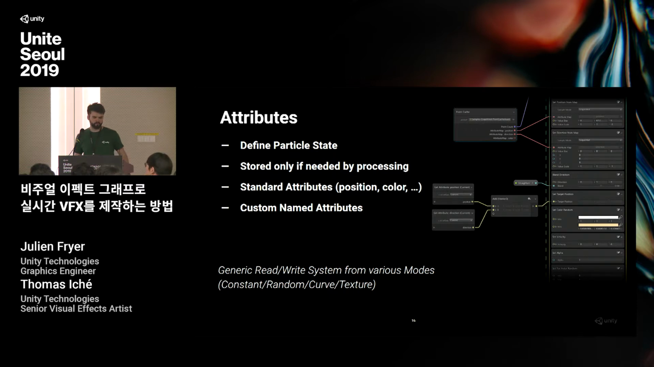In visual effects graph, we have a library of standard attributes: position, color, velocity, but you can also come up with your own custom named attributes. And of course, the way to read and write attributes is built in. So you can write attributes as constant values, random values, from curves, or even from texture. And of course, while making math operations with operators, you can get attributes from your simulation.